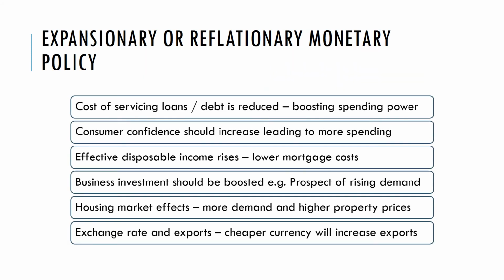So, if there is an expansionary, or what we sometimes call reflationary monetary policy, we would expect the following characteristics to occur within the economy. Cost of loans is reduced, which increases consumer confidence. Disposable income should rise. Business investment should be boosted. There should be a positive effect on the housing market, and the exchange rate should decrease, with more exports.